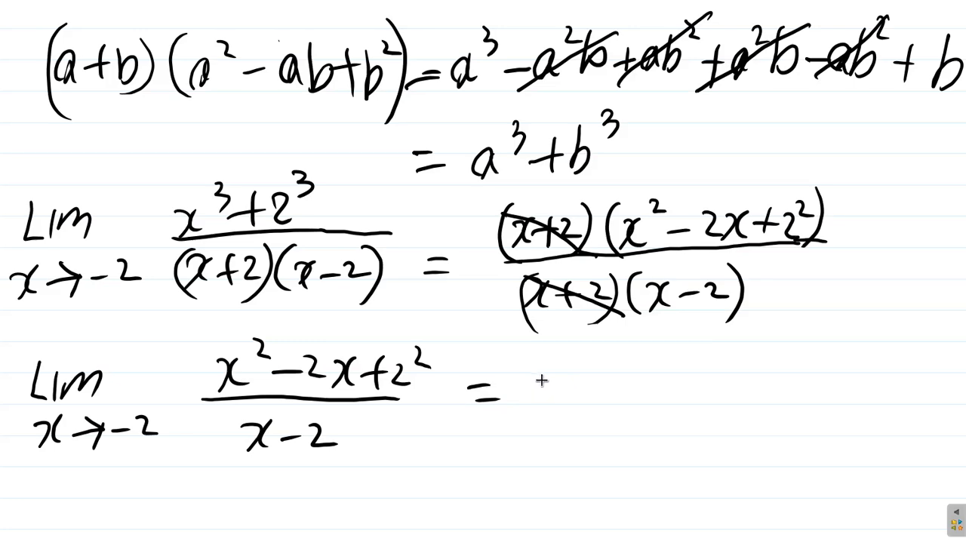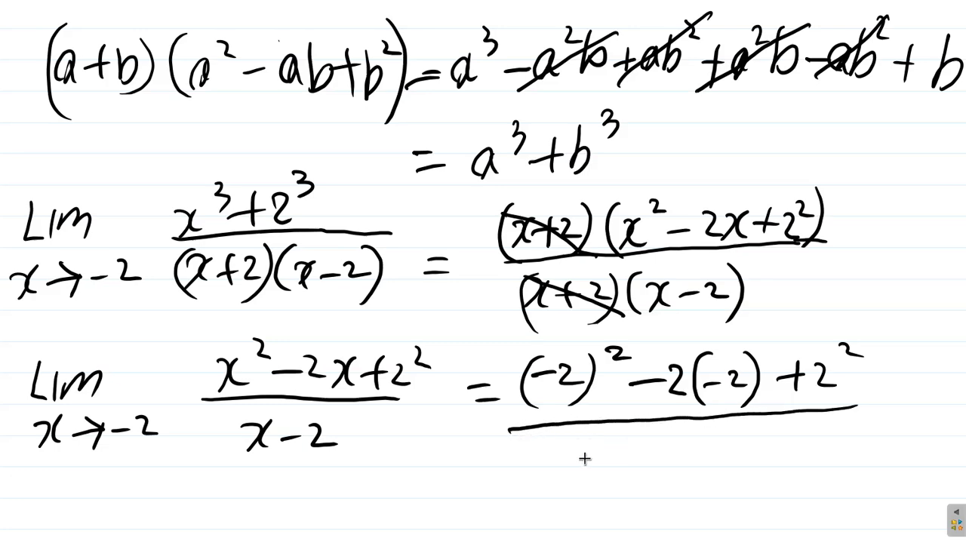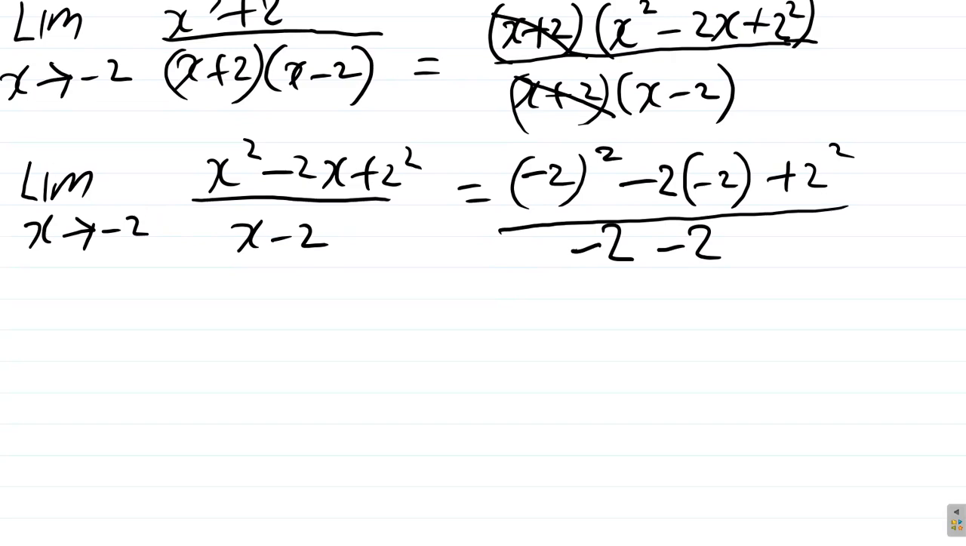If you substitute negative 2 here in the function, or let's substitute 2. Oh, yeah, negative 2 it would have to be. Negative 2 squared, right? Minus 2 times negative 2, plus 2 squared over negative 2 minus 2. See that? You substitute for these values here. Let's work this out and see what we get.